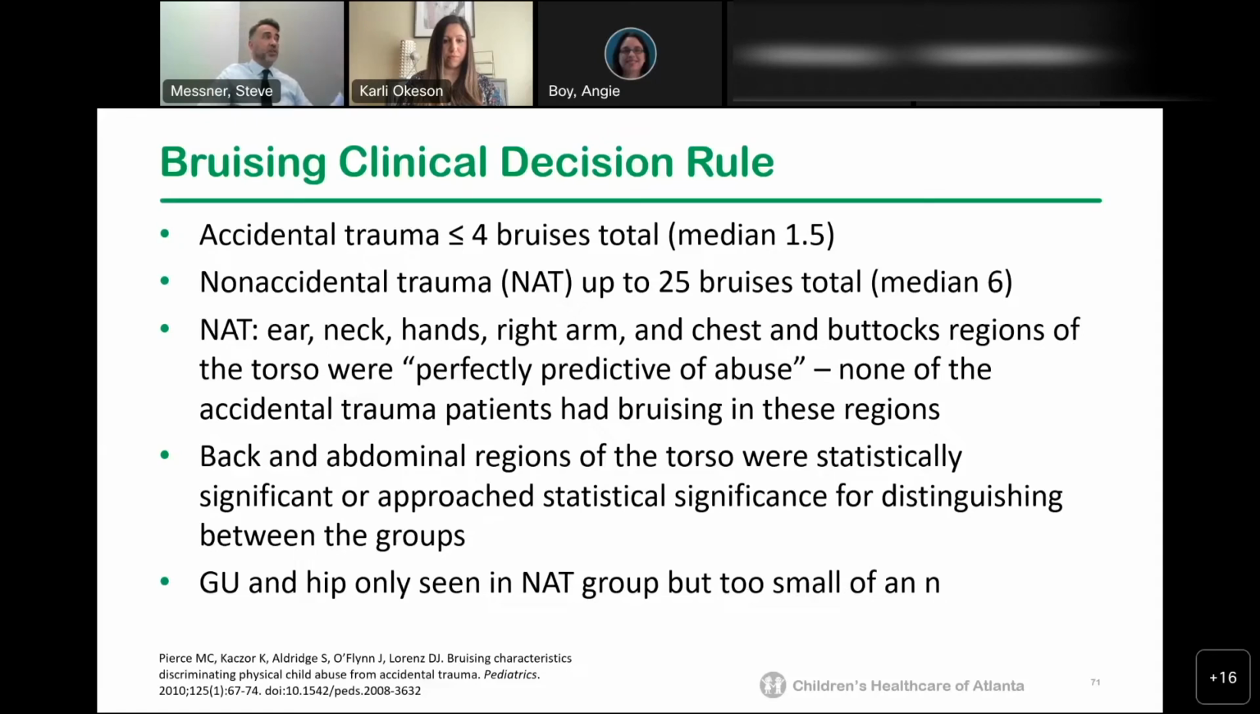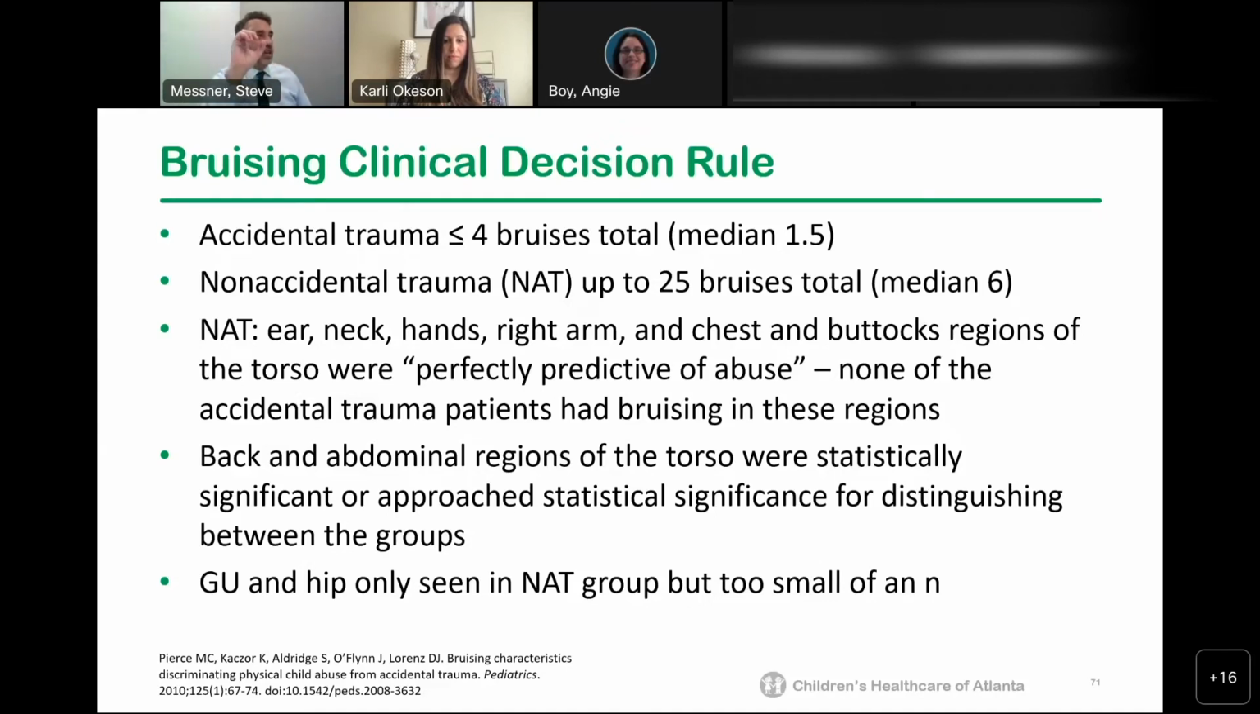In the non-accidental trauma group, they saw that there were bruises that were only seen in that group versus the accident group, and that was bruises on the ears, the neck, the hands. They did laterality on the study, so they said the right arm, but it's really the chest, the buttocks, that they were perfectly predictive of abuse.